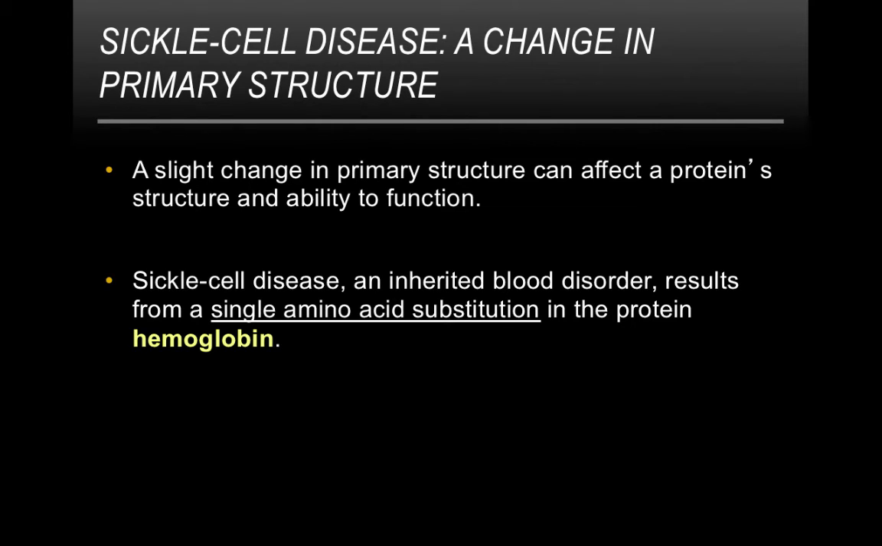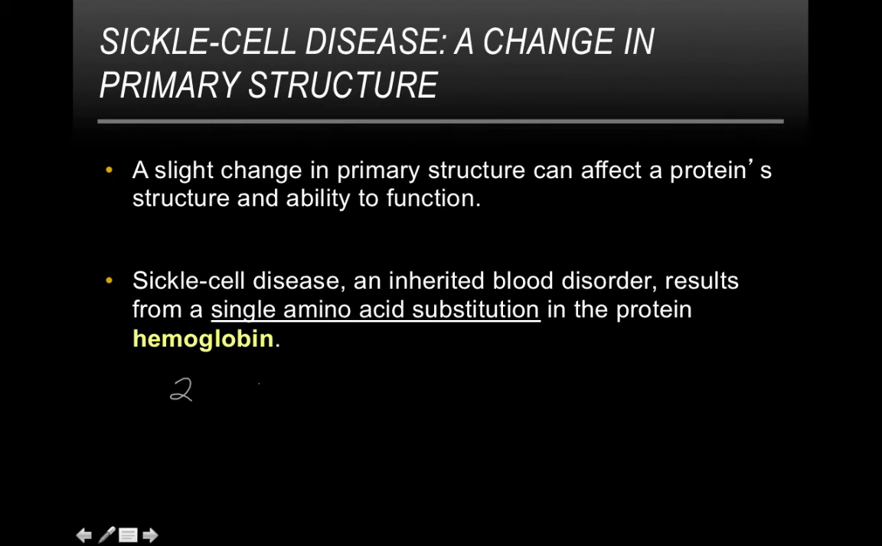Continuing with the hemoglobin example, we're going to look at how even one tiny change in the amino acid sequence can alter the entire structure and function of a protein. Sickle cell disease results from such a change. One amino acid changed in the primary structure of a polypeptide, and it has dramatic effects. Sickle cell disease is an inherited blood disorder. Hemoglobin, as I mentioned previously, consists of 4 polypeptides that have come together to form a single functional protein.